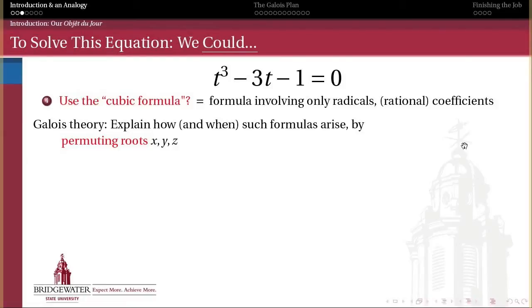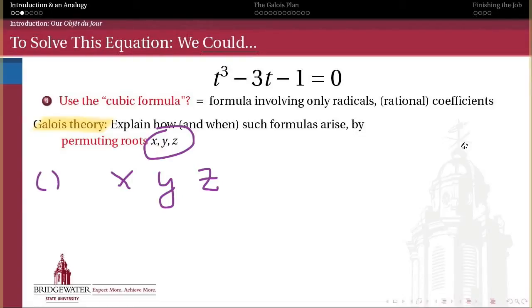So at its heart, Galois theory explains how formulas like the cubic formula arise, and it does so in an interesting fashion by looking at what happens when we take the roots, again, x, y, and z are what I'm going to call the roots here, and permute them back and forth. So how many different ways are there to permute the three roots x, y, and z? Well, naturally, this is where the group theory aspect comes into it.